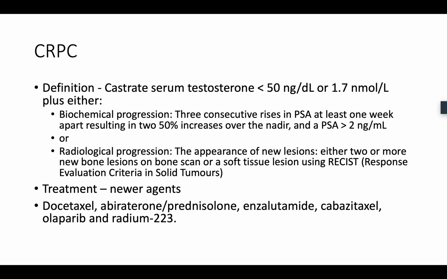But for the definition purpose, we will put it like castration serum testosterone less than 50, plus either a biochemical progression or a radiological progression. And the biochemical progression is defined as 3 consecutive rises of PSA, at least 1 week apart. Okay. And there should be a 50% increase over the nadir. Yeah. With an absolute PSA level more than 2. It's a bit difficult to say, but if you put all these things together, like 3 consecutive rises 1 week apart with the PSA more than 2, so there is 3, 1, and 2 in that definition. If you remember 3, 1, and 2, it will be easier. Yeah. It's a biochemical progression. Radiological progression is easy. The appearance of new lesions.